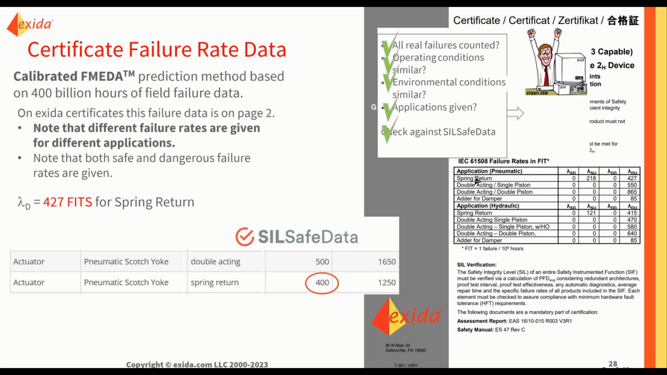Let me see, the spring return pneumatic actuator has a DU of, there it is, 427. Okay, let's look. Oh, it's within limits for a pneumatic Scotch yoke spring return actuator. That one's kind of toward the low end, but it's well within limits. This one is absolutely credible.